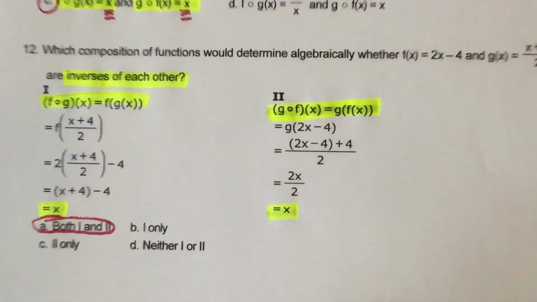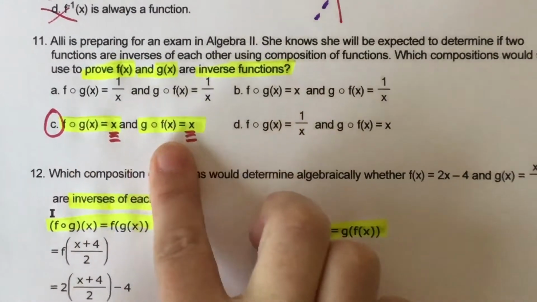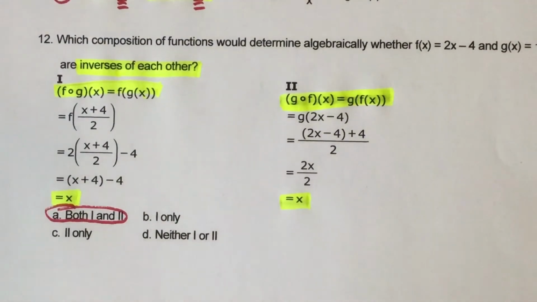These two problems are just trying to get you to memorize that. You need f of g of x to be x and g of f of x to be x. And if they don't both do that, they're not inverses. Just try to store that away in your memory bank. All right, next one.